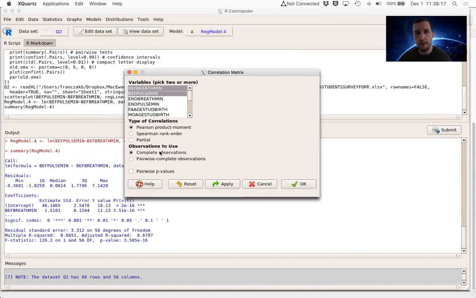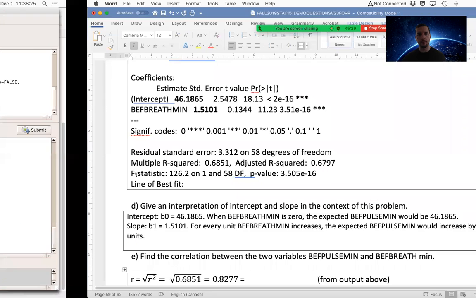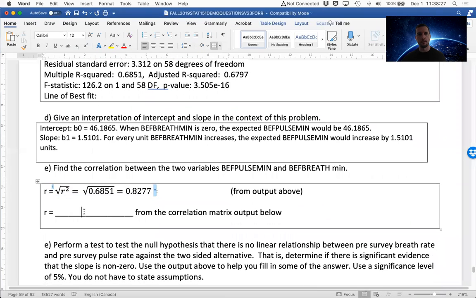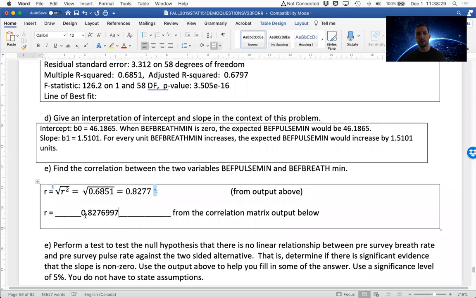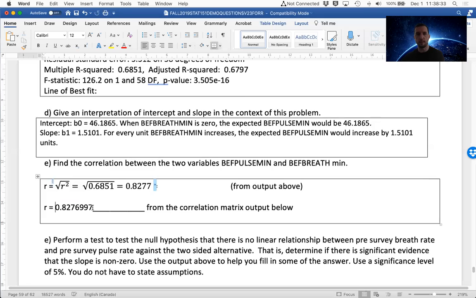This part is by default as well. We would click OK. And then you end up with the correlation on the off diagonal, so 0.8276697. And you can see that this is very close, actually identical to what we worked out above. So we have two ways of doing the same thing here.